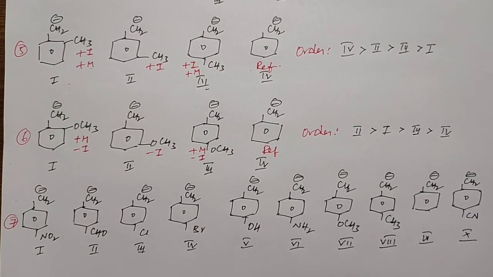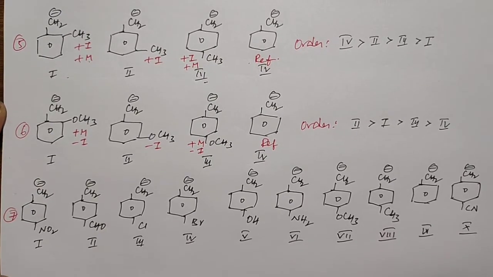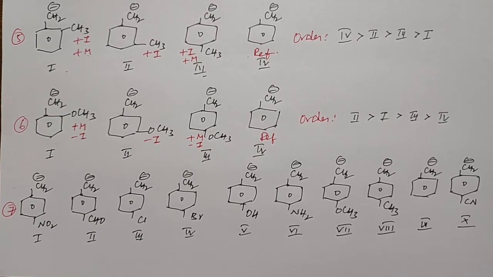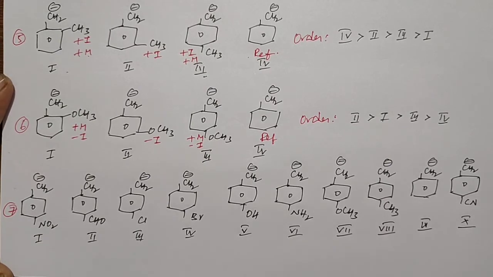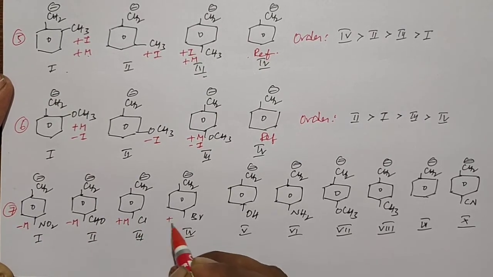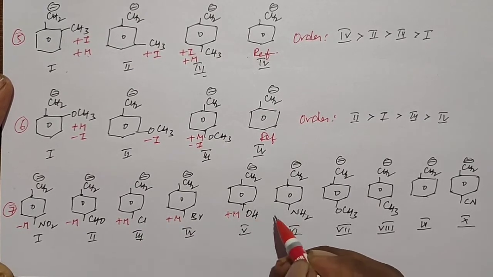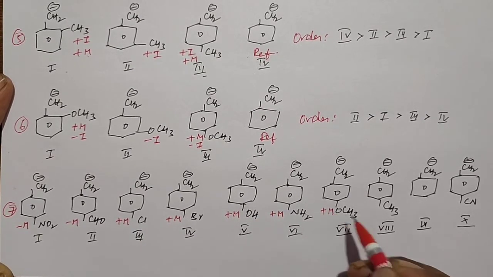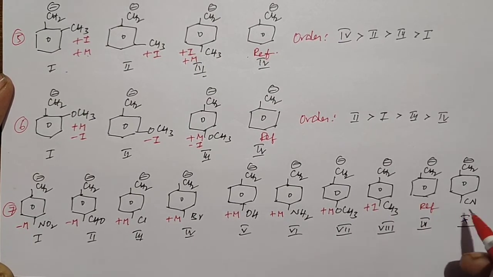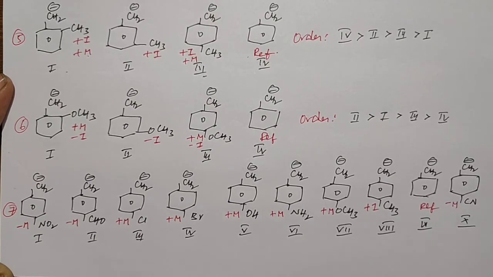Okay, and this is the last example. It is a very big one, so you must focus well on it. So here we have 10 structures, all substituted benzyl carbanions. If you observe one by one, in the first structure we have an NO2 group, it is a minus M group, aldehyde minus M group, chlorine plus M, bromine plus M, alcohol plus M, NH2 plus M, methoxy plus M, methyl plus I, it is the reference, and CN is minus M.